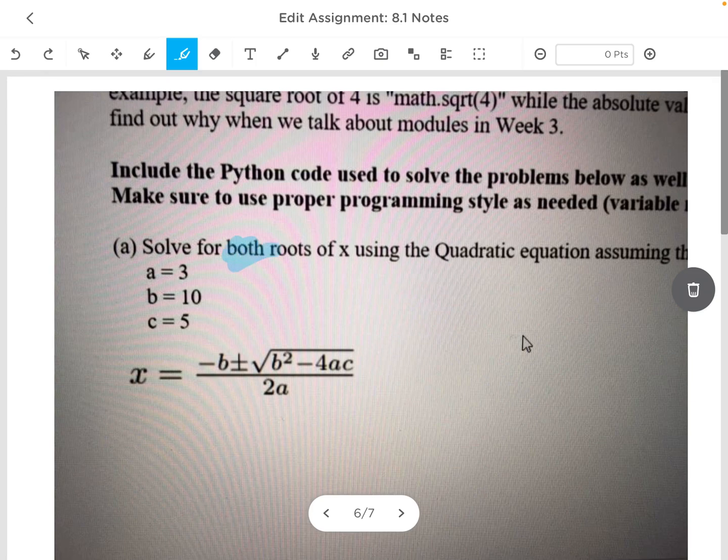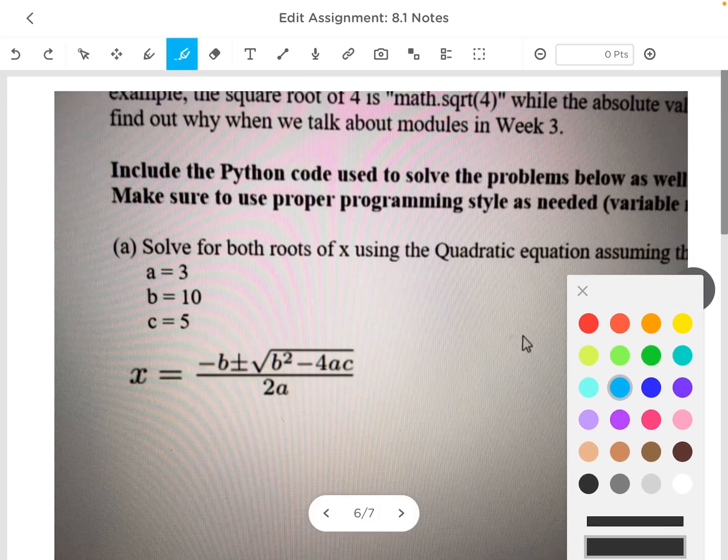It says solve for both roots. That's where this comes in. This is the quadratic formula. You may have learned about this in Algebra 1 or Algebra 2, which was a long time ago for you. But here's all you got to do.